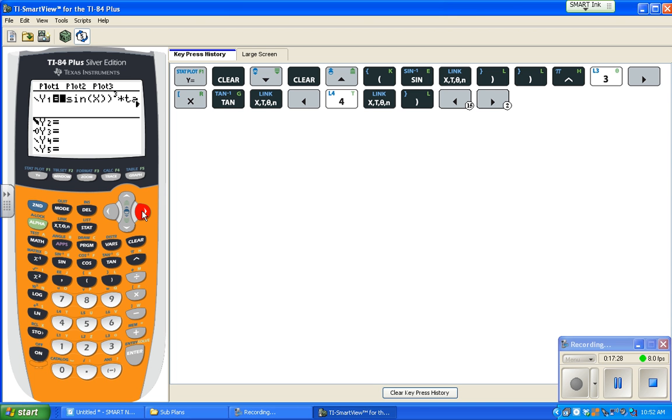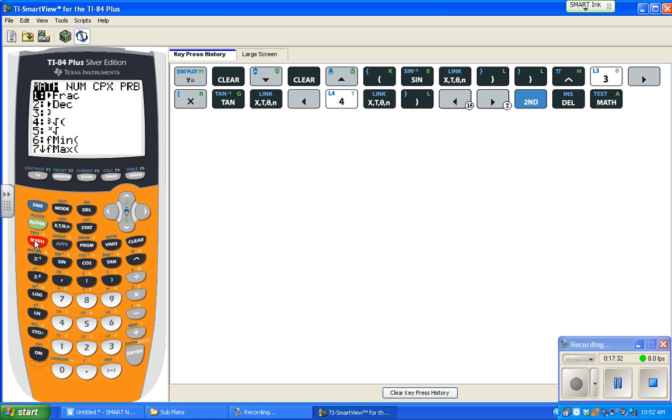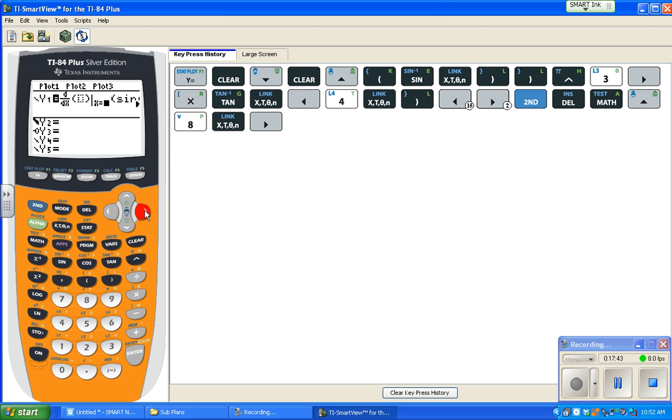Okay, so the numeric derivative is located under math, and it's choice 8. And I'll see it didn't do at all what I wanted. I'm going to have to retype it. It's all good. Okay, so I'm doing the derivative.